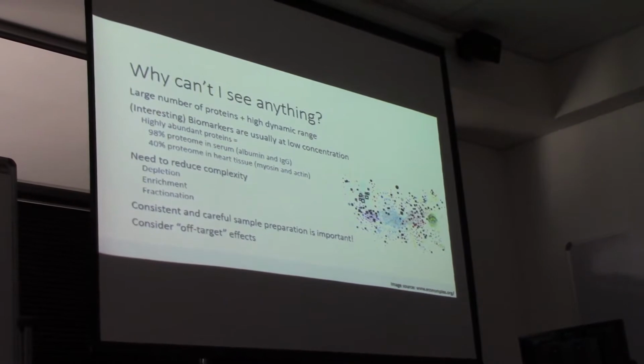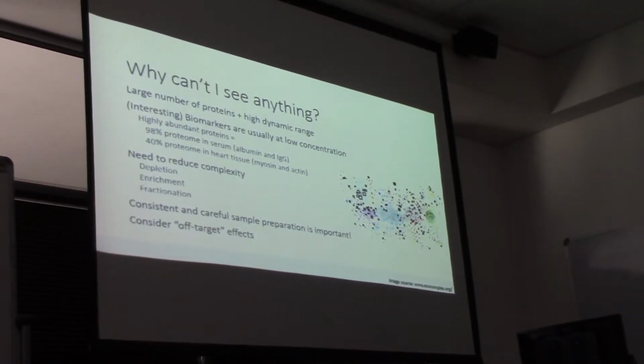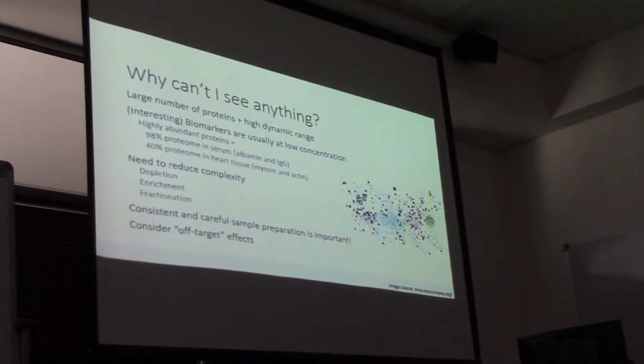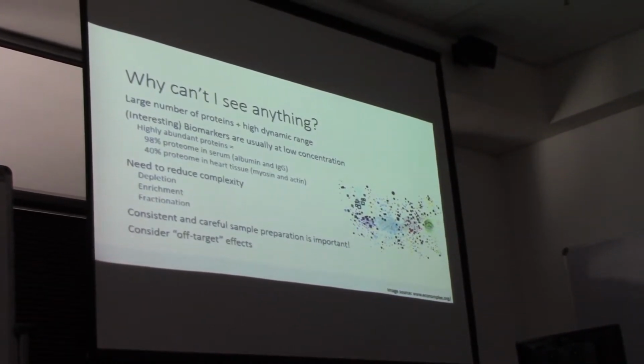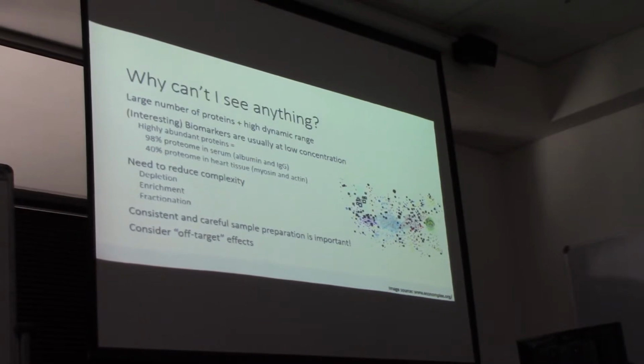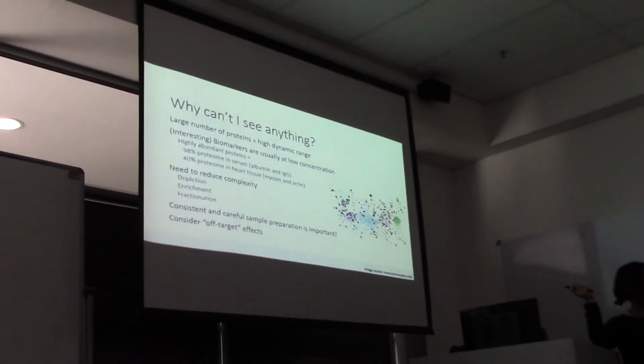So I just took an example here. In your serum, which is a very popular biofluid, 98% of your proteome is highly abundant proteins. 98. I mean, that's huge. Most of what we'll see in the MS is albumin and IgG. That's it. And a few others, like actin and things like that. Heart tissue, 40% of the proteome is myosin and actin.